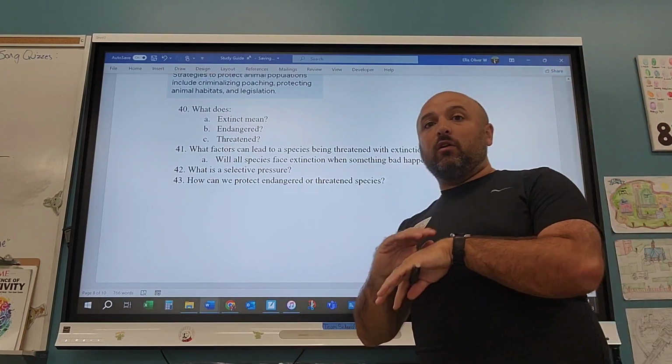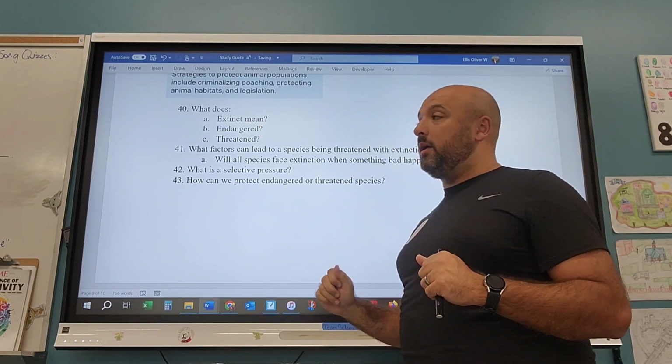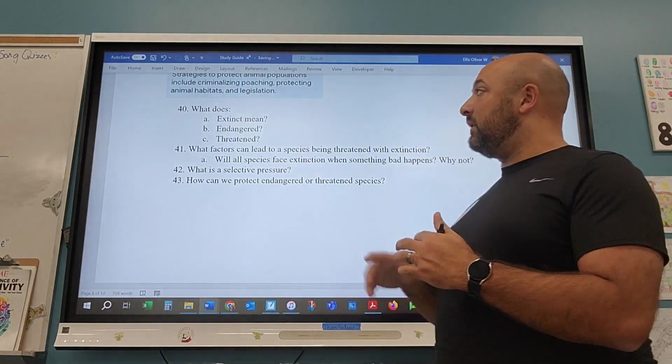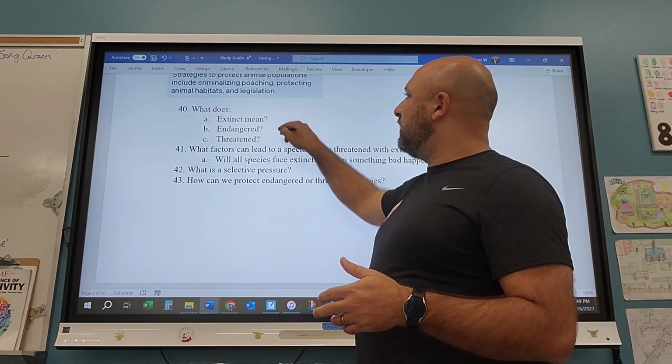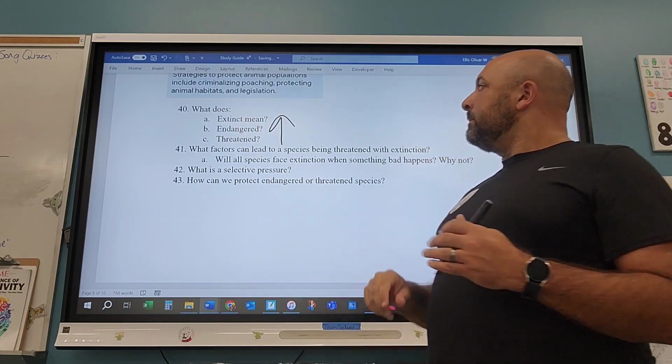What does extinct mean? It means they are all gone. Endangered means they're close to being all gone. And threatened means we're worried about them, that they could go to endangered level next. So the amount of concern we have goes up like this. They're threatened or endangered or extinct.